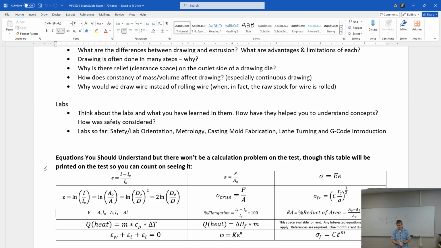Questions? How much is rent? How much is rent? I don't know. It says that interested equations are invited to apply. It doesn't say anything about plasticians.